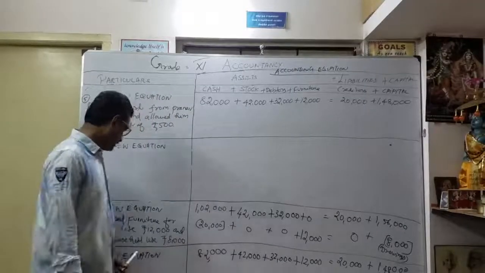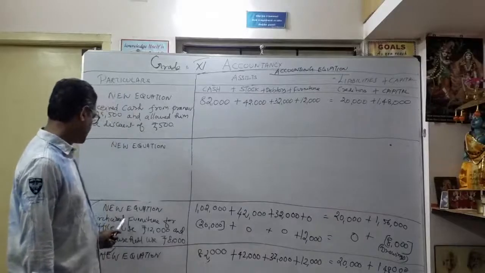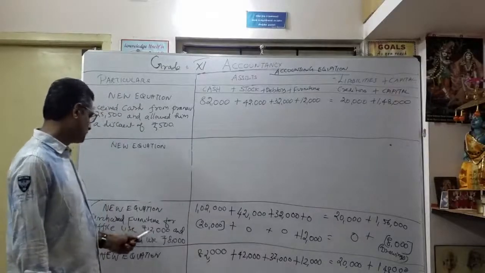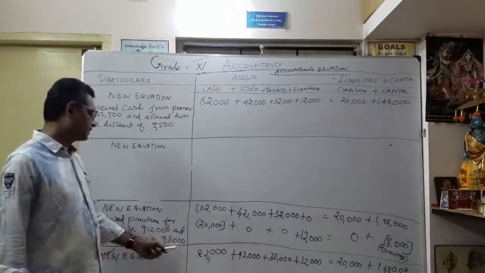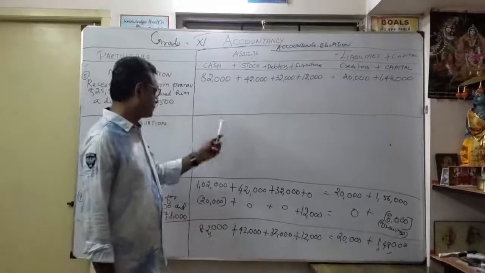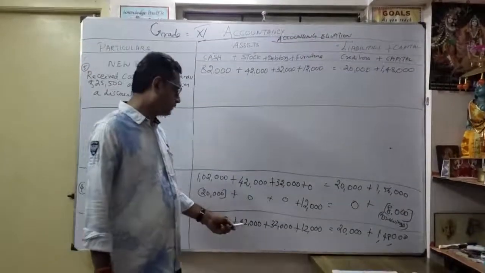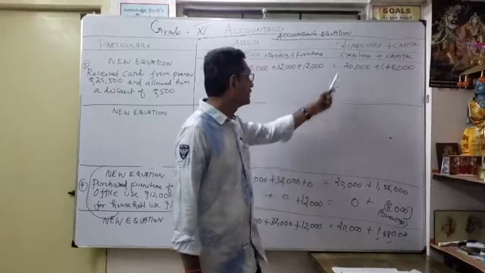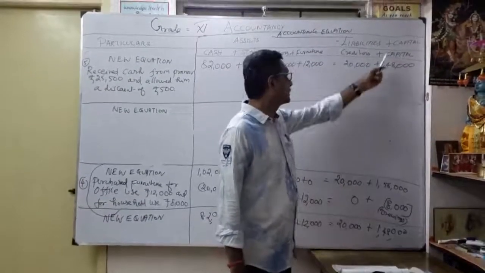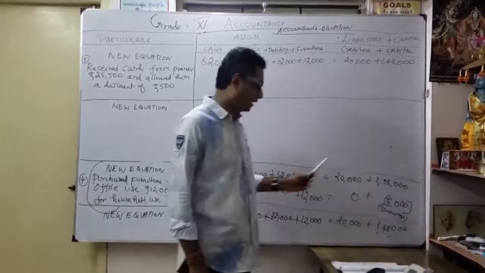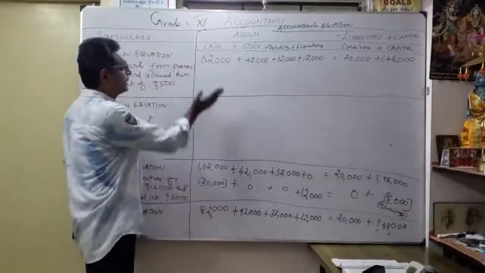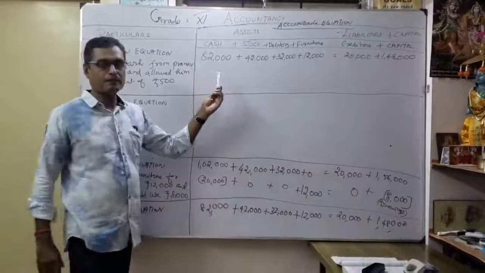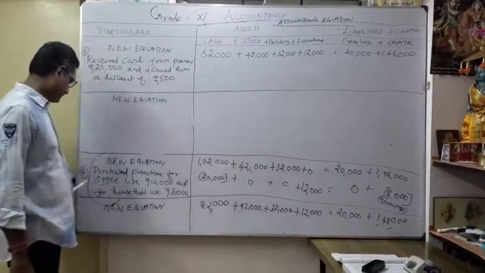So okay, we discussed the new equation after this purchase of furniture for office use 12,000 and household 8,000. We got cash, correct? 82,000, then stock 42,000, then our debtors 32,000, then our furniture 12,000, then creditors 20,000. My capital becomes 1,48,000. That's the same thing I want to carry over, correct? For continuation of our discussion. See the discussion. This is the fourth one.